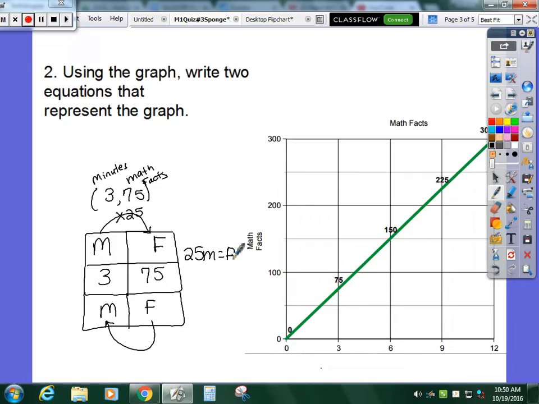Okay, now the facts are getting smaller, you're scaling them down. You're dividing them by 25. So the division equation should be F divided by, and just follow your arrow, start with your variable, F divided by 25 equals M. Those are your two equations, okay?